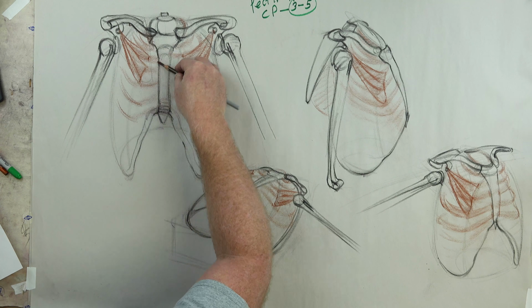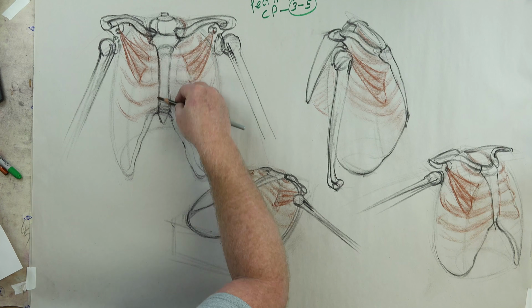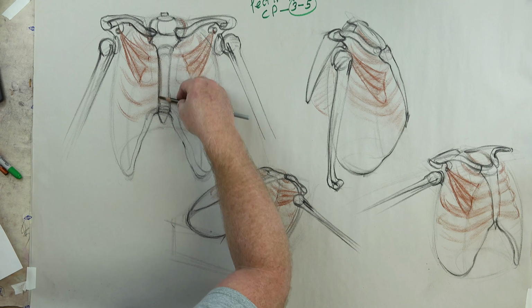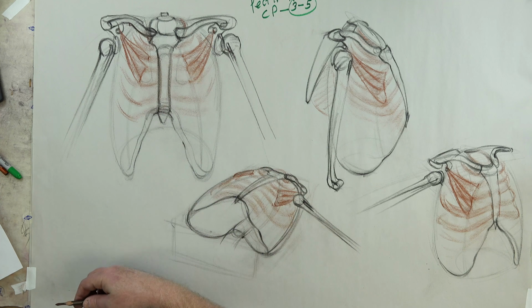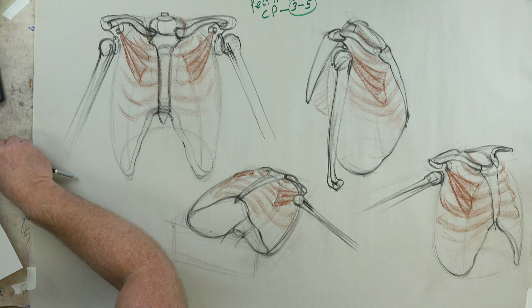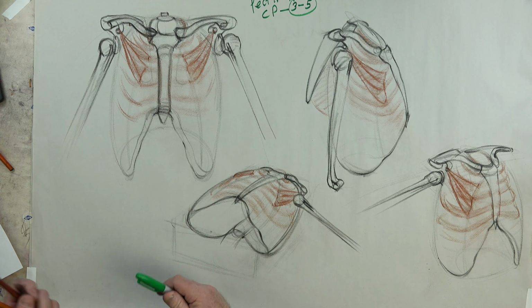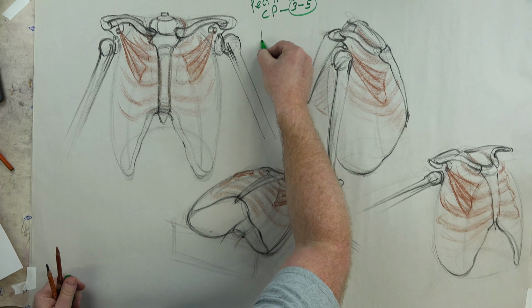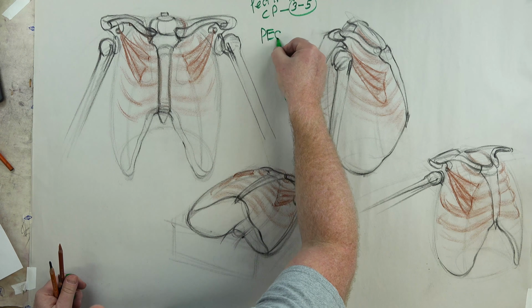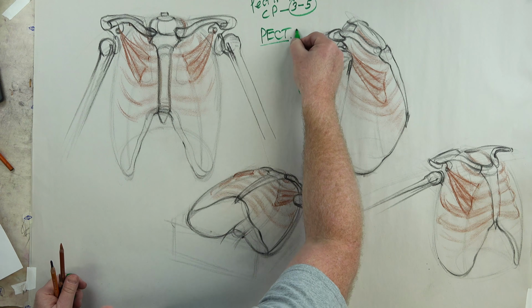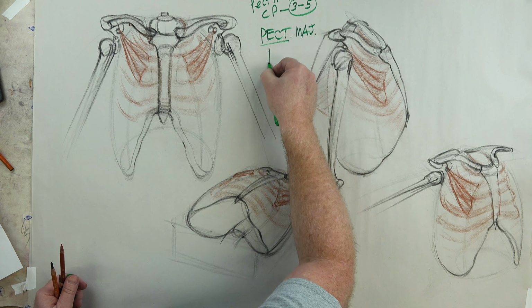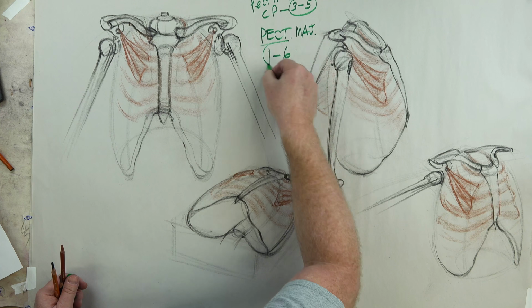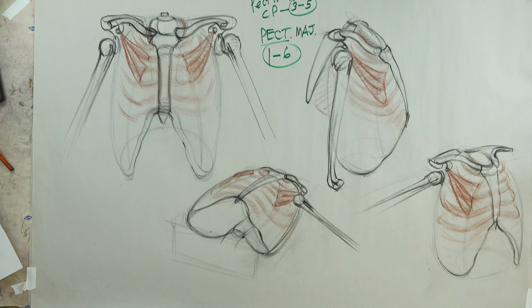They also attach to the sternal area, thoracic sternal area, and through here, and also through here, from 1 to 6 ribs. So I'm going to put pec minor, and then we're going to go pec major here. M-A-J for major, and we're talking now 1 to 6. 1 to 6 rib. Important to know that.